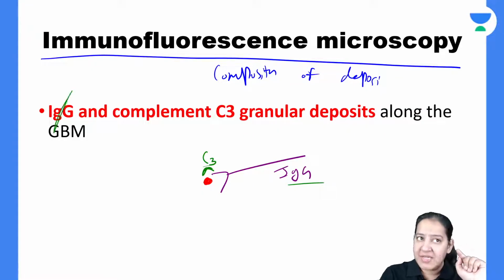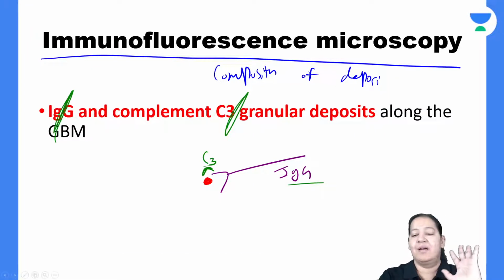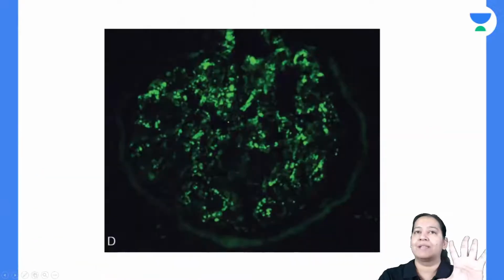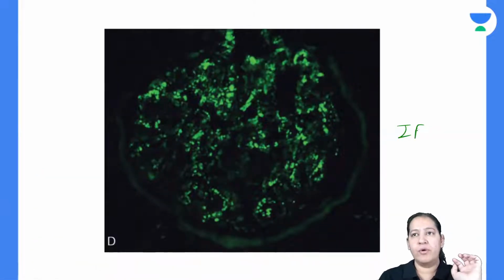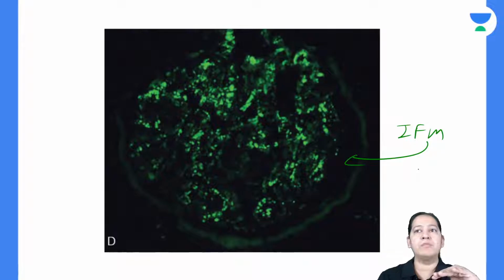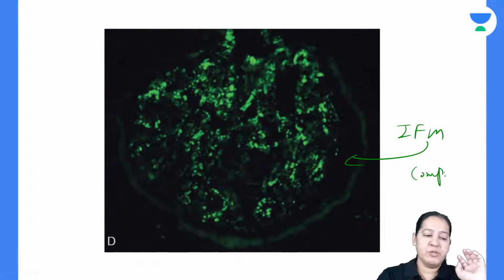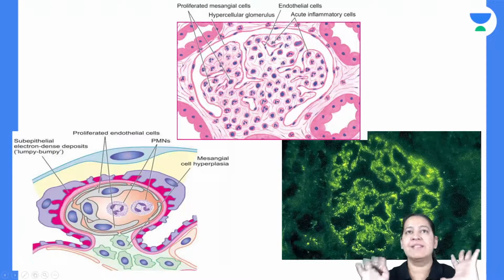So the composition is IgG and C3. Please learn it. So it will look like this. This is immunofluorescence. Here you will come to know the composition of the deposit. Now see, this is the summary.